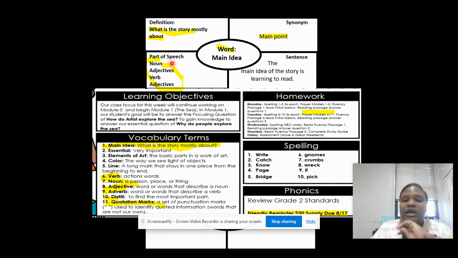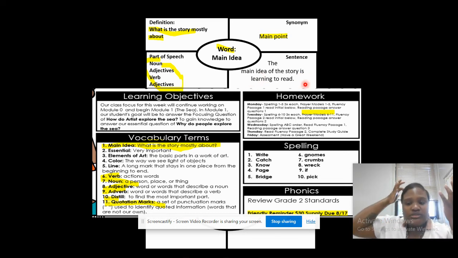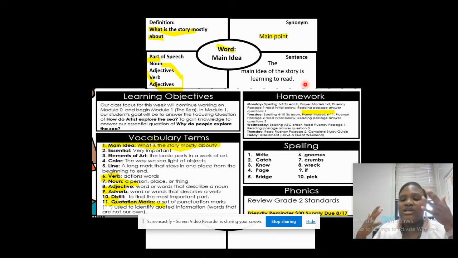Next, it asks you to determine the part of speech. We have 4 different parts of speech we've been going over in class. It's also on the newsletter here: noun, adjective, verb, or adverb. I put adjective twice. My apologies. You're going to select one of these and write it down. Then finally, it asks you to create a sentence. So here's my sentence using the word main idea: The main idea of the story is learning to read. Does it have to make sense? No, as long as the word was applied in the correct context.